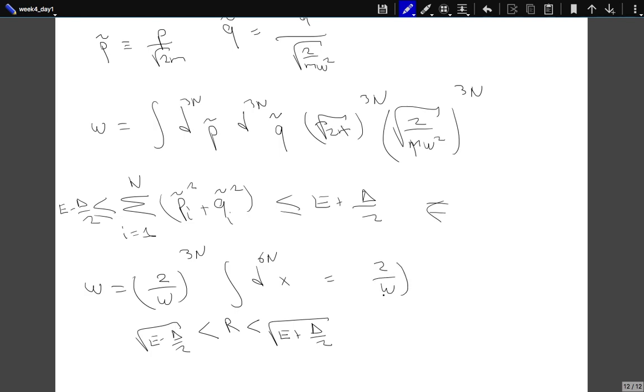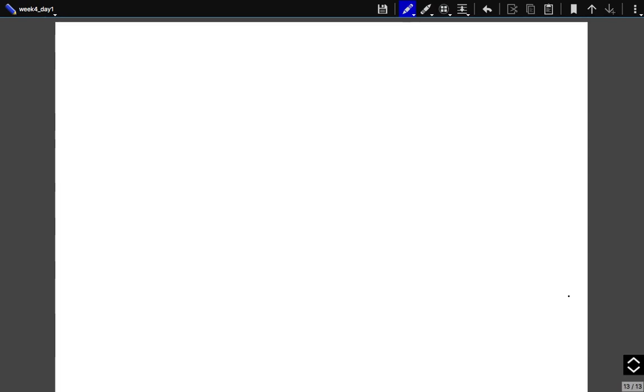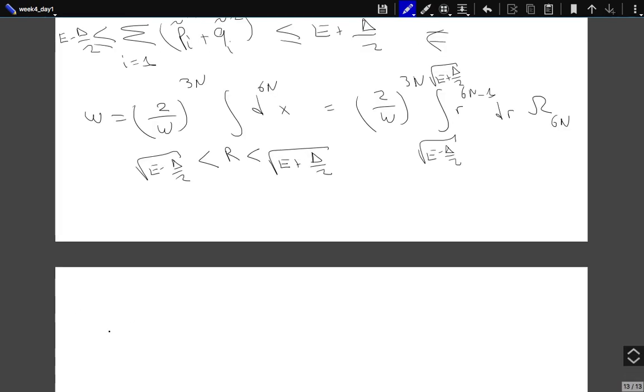So this is equal to 2 over omega to the power 3N. Well, here I have the radial distance to the power 6N minus 1 dr, from, not 0, from E minus delta over 2 to E plus delta over 2, multiplied by, well, let me write it as omega 6N, the total solid angle in 6N dimensions.